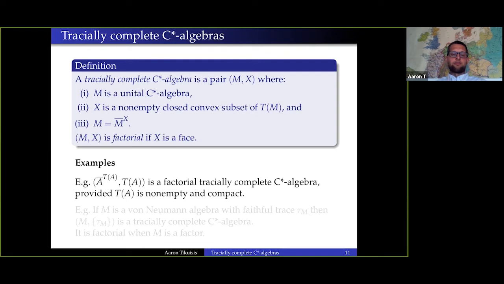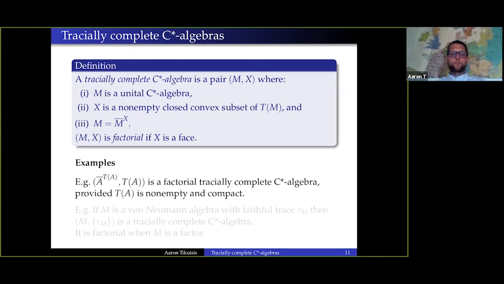And this is right. To do this, we just need to know that the trace space that we start out with is non-empty and compact. So, for example, if A is unital and has traces, then it'll be non-empty and compact. There's something slightly non-trivial. If you look at the definition here, the first thing in this pair has to be a unital C-star algebra. If you start in this example with A not being unital, this tells you in particular, when you take this completion, you're automatically going to get a unit. And this comes down to T of A being compact.